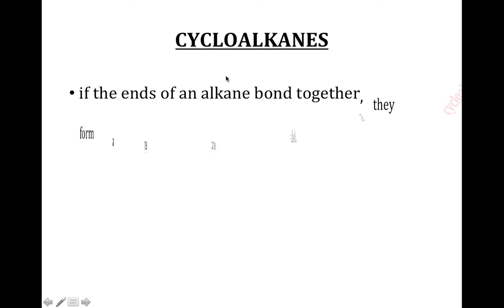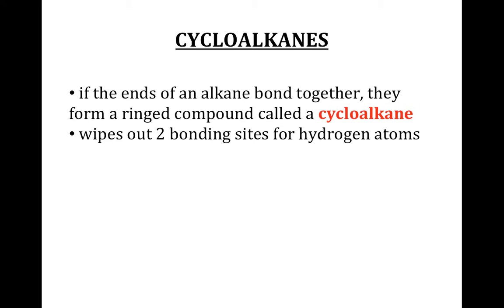And what this means is, for a cycloalkane, if we think of it as a snake, it's like a snake that's bitten its tail. And by biting its tail, it's wiped out the location for 2 hydrogen atoms. So instead of being CnH2n+2, it's just CnH2n, because we've wiped out 2 bonding sites.